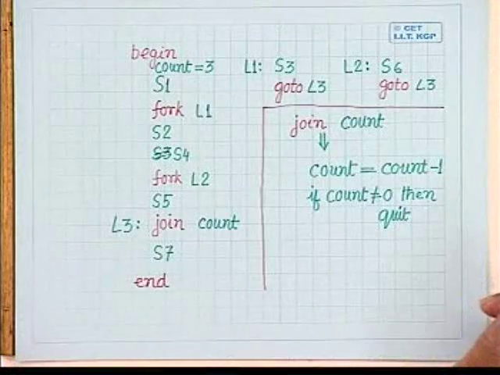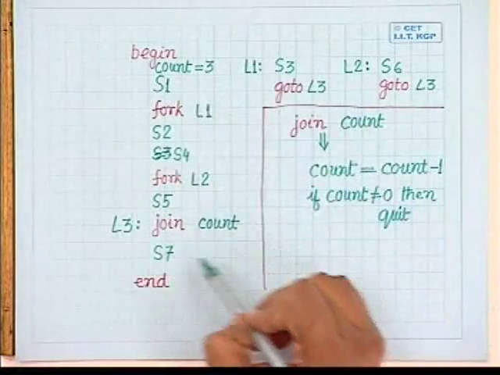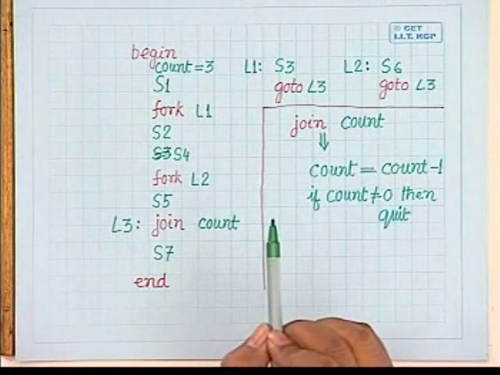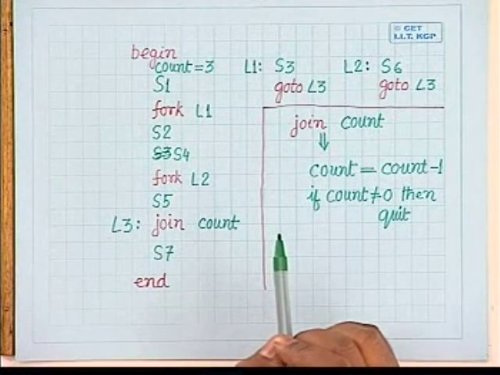So the entire memory map of the process will be kept. Here count is a global variable, global to this particular process or this particular task.